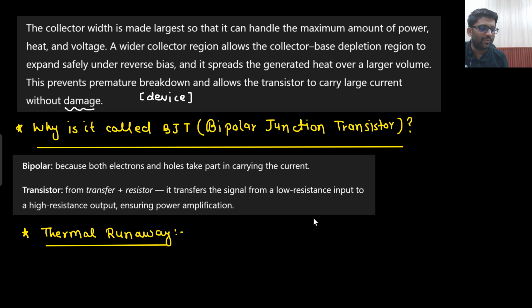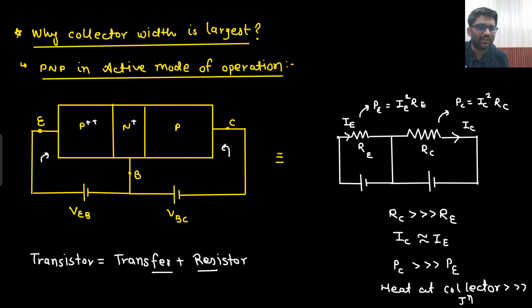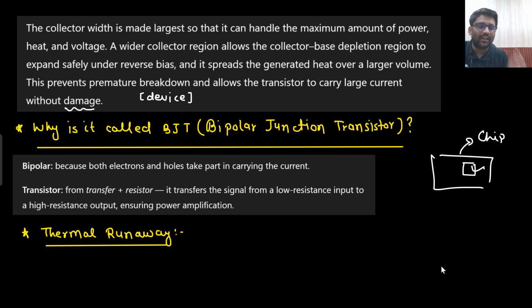Now there is one more phenomenon that is known as thermal runaway. What is this thermal runaway? Let's just say you are designing some chip. This is your integrated circuit, or this is your chip. In this chip, somewhere you have used this NPN transistor, BJT. Now somehow the temperature of this chip got increased, like some other IC started burning out. So somehow the temperature has increased.